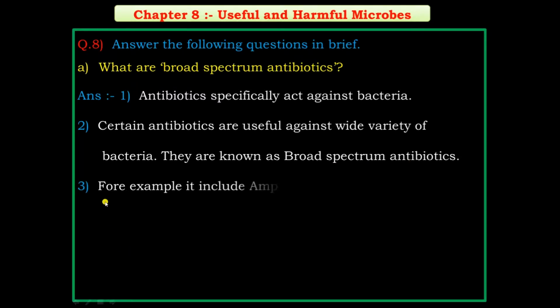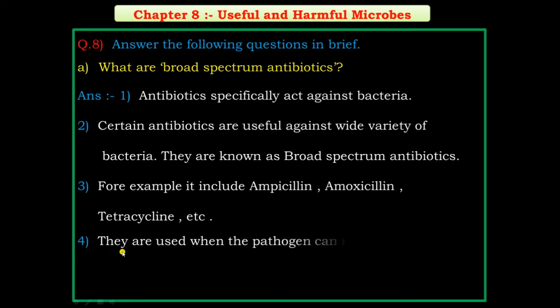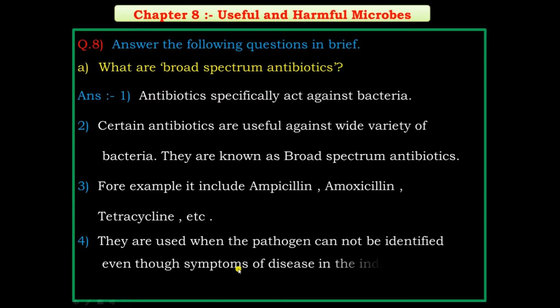Point number 3. For example, it includes ampicillin, amoxicillin, tetracycline, etc. Point number 4. They are used when the pathogen cannot be identified, even though symptoms of a disease in the individual are visible.